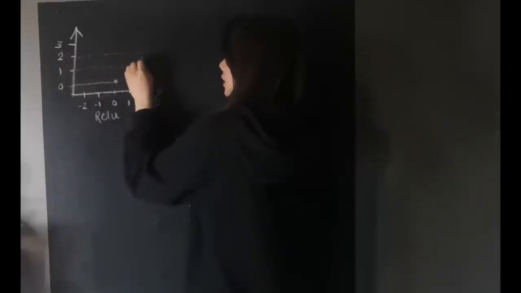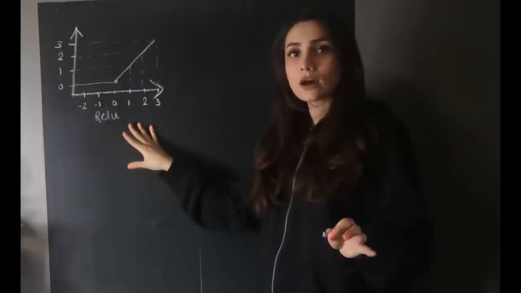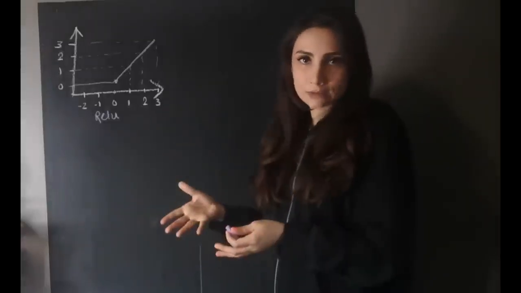My ReLU would look something like this. It is 0 until I reach 0, and then for the positive numbers, I'm going to have exactly the same values. So this is going to be ReLU, okay? I'm going to first plot all of them, and then after that I'm going to explain why that makes a difference.